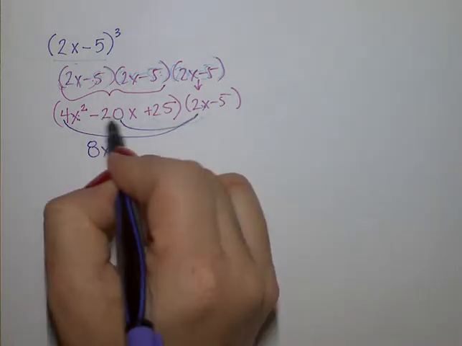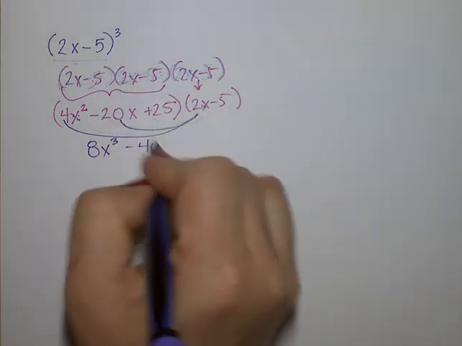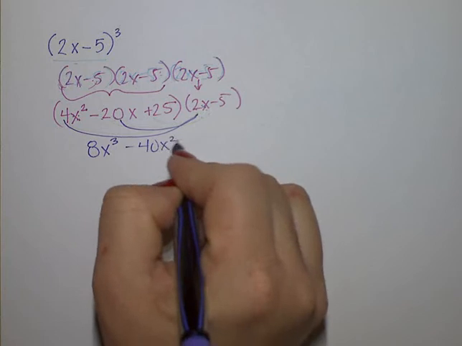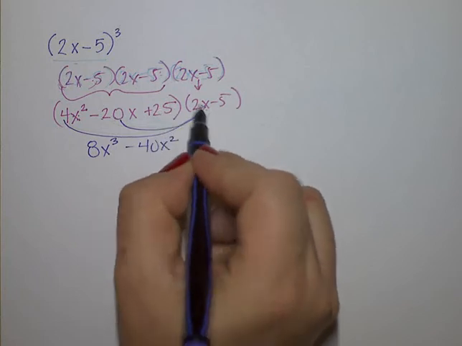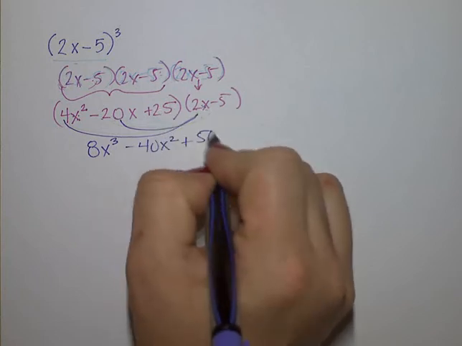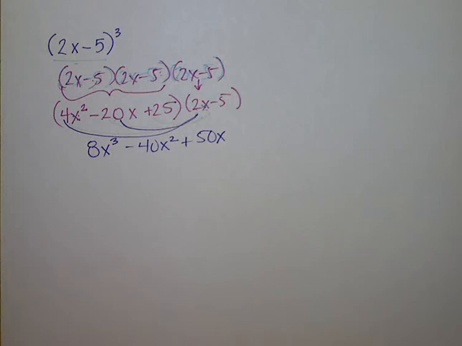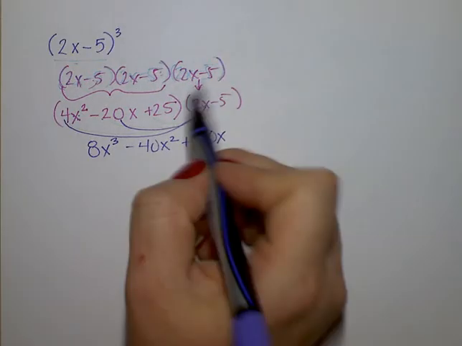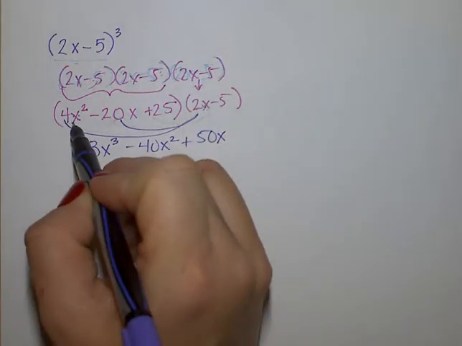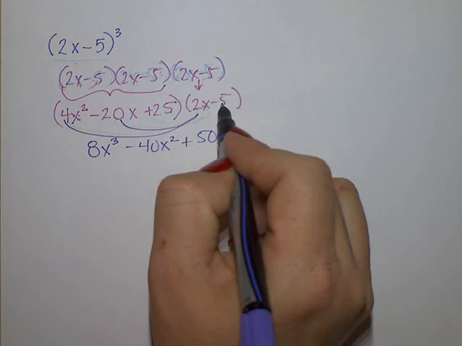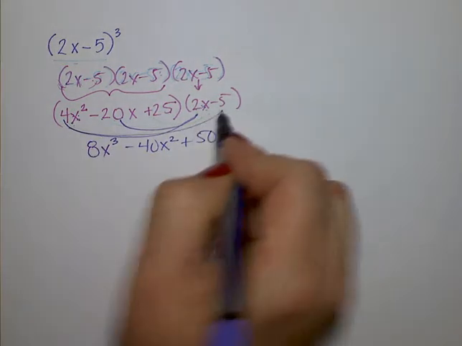Negative 20 times 2 is negative 40. There is 2 x's. And 25 times 2x is a positive 50, and there's 1x. Okay, I'm going to do the exact same thing with the 3 terms in the first parenthesis. Now I'm going to distribute the negative 5 to each one of those.